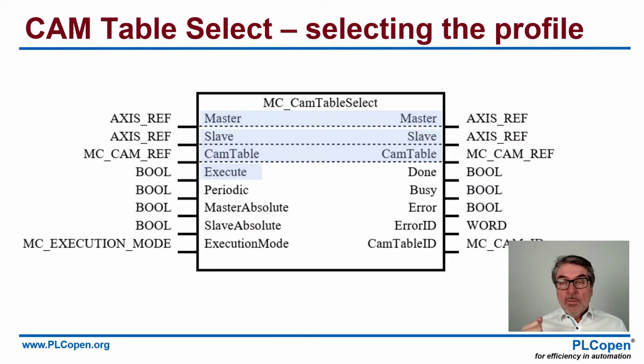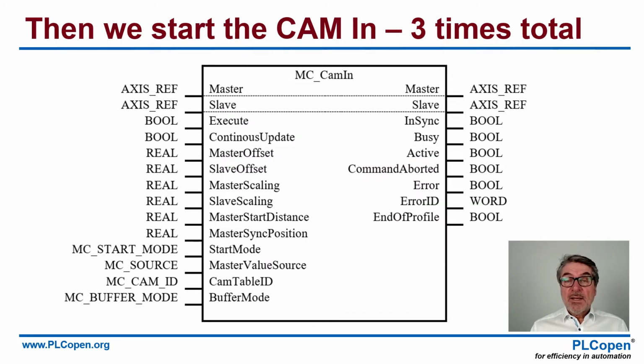For this, we select a CAM table, and we use the function block CAM table select, where you see we have a master and a slave and a CAM table that we select. We have a periodic input if we repeat, or we have a single shot. We select if we want absolute or relative coordinates. And we select the execution mode, immediately or queued. What is important is the CAM table ID, which is the link to the CAM in the next function block we use. Where again we see there's a master-slave relationship.